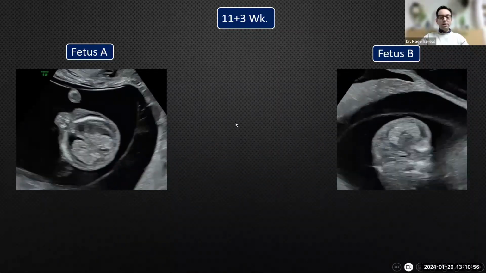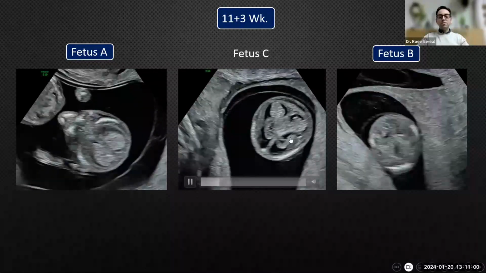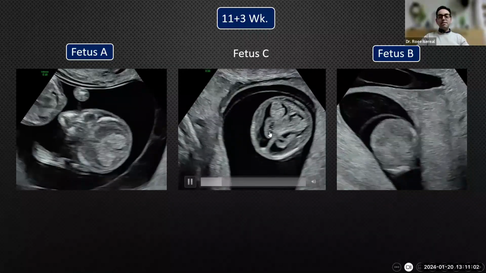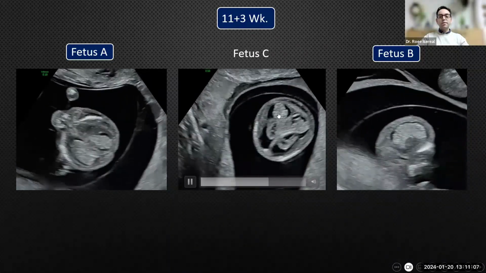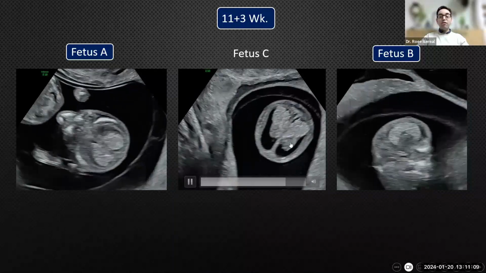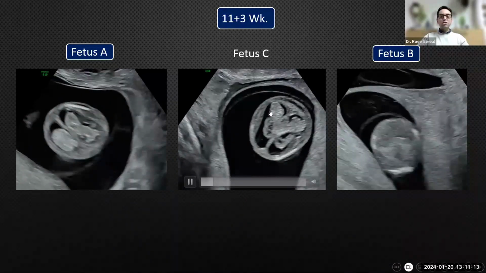But now take a look at fetus C. And you can see clearly here that this fetus is sick. He has a cystic enlargement of the ganglionic eminences. Don't mistake these findings with the choroid plexus. This is an affected child, and they went for a selective termination of this fetus.